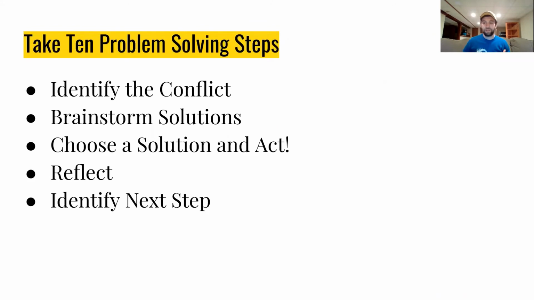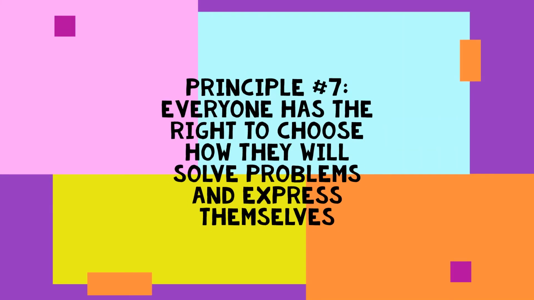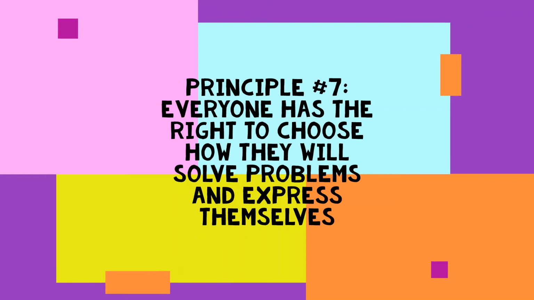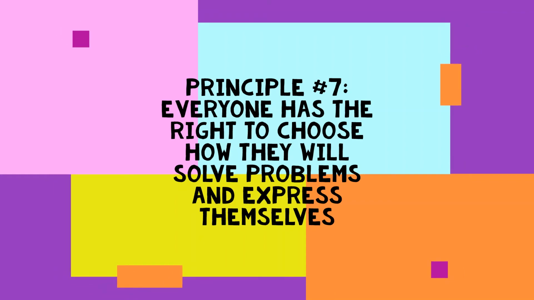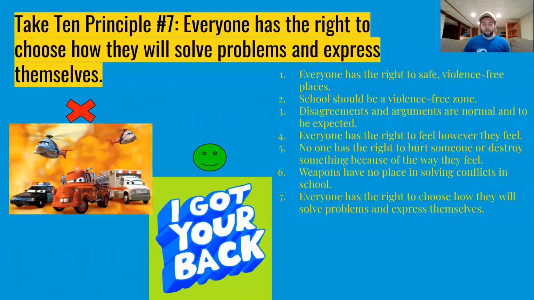Now, one thing we should say here that's super important, so important that we made it into a principle, is every person has the right to choose how they will solve their problems and express themselves. So what this principle means is even though we may see a conflict in someone else's life and really want to help, the best thing we can do to help them is help them through their own problem-solving process. We can't solve the problem for them.